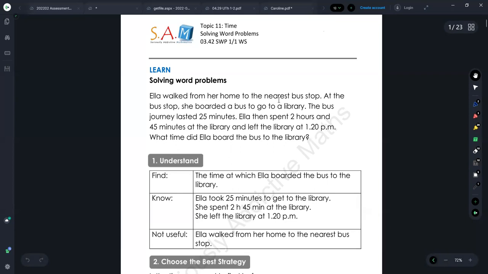Here you have: Ella walked from her home to the nearest bus stop. At the bus stop, she boarded the bus to go to a library. The bus journey lasted 25 minutes. Ella then spent 2 hours and 45 minutes at the library and left the library at 1:20 p.m. What time did Ella board the bus to the library?